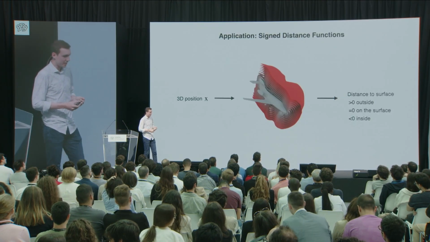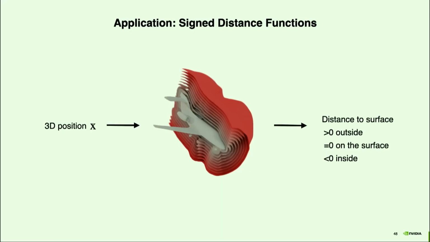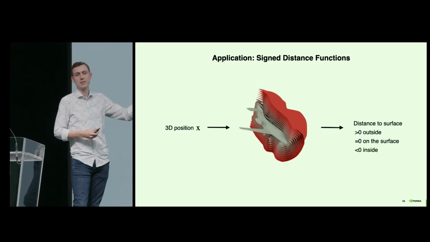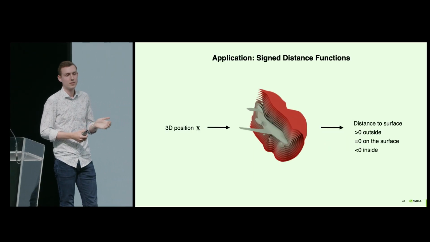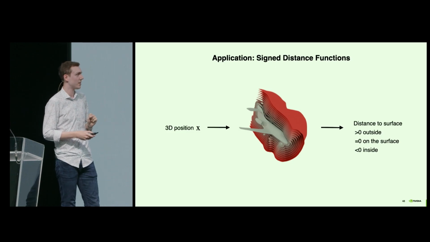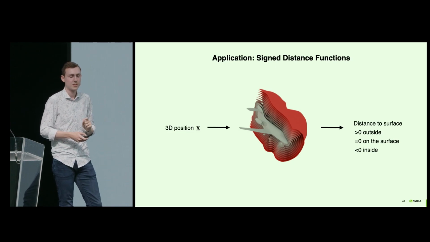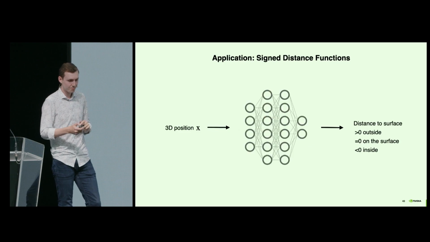More specifically, they map a 3D position x to a positive value if that 3D position is outside of the object, to exactly 0 on the surface, and to a negative value inside of the shape. So the 0 crossing of this function is the surface of the object, and the neural network is tasked with learning this function.